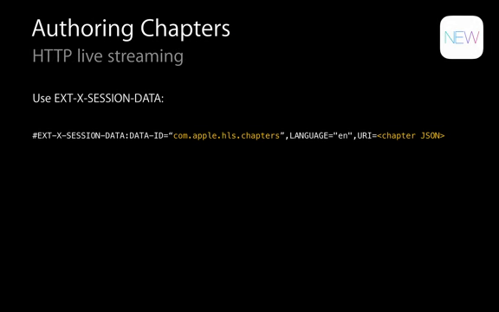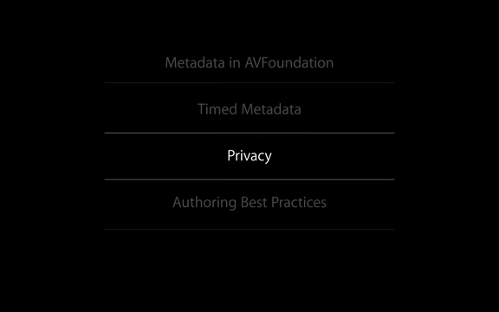Our last timed metadata authoring topic is HTTP live streaming chapters. So if you want to author chapters in your HLS stream, you can use the session data tag that we talked about earlier and the special data ID com.apple.hls.chapters. And your URI should point to a JSON file that describes the chapter information for that stream. And of course, for more detail on this, see that same link that I referenced earlier for HTTP live streaming. All right, so that is timed metadata.